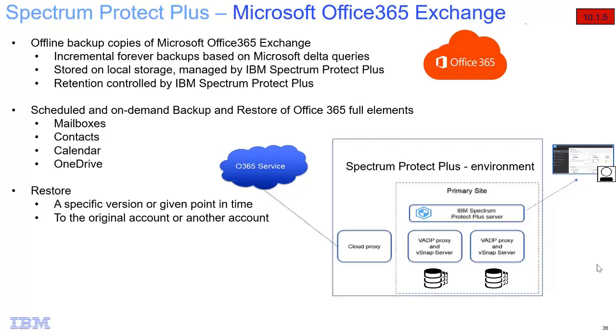Now, the scheduled and on-demand backup and restores can support all of the elements of Office 365, including mailboxes, contacts, calendars, and OneDrive. And when we go to do a restore, you can specify a specific version or a given point in time, and you can either restore to the original account or to another account. Now, I do have another video out there of installing Office 365 with Spectrum Protect Plus and of setting up the SLAs. So in this video, we're going to show how to do an on-demand backup and some different types of restores. So let's go ahead and get started.